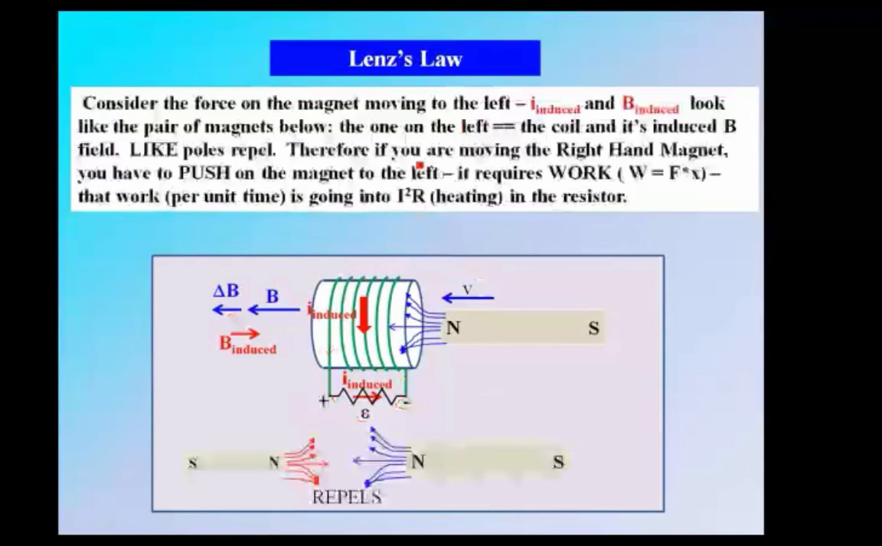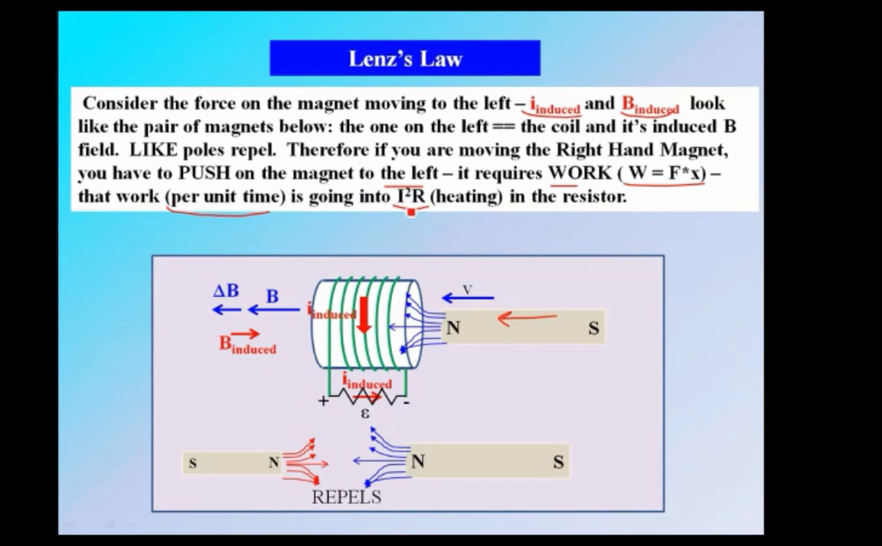Consider the force on the magnet moving to the left, and consider I induced and B induced. What that looks like is a pair of magnets shown here. The coil is acting like a bar magnet that repels this magnet here. As you push this magnet towards the coil, you have to push in order to keep it moving. So what that means is you're doing work. Pushing the magnet to the left requires work, which is equal to F times x. The work per unit time then goes into the heating of the resistor.